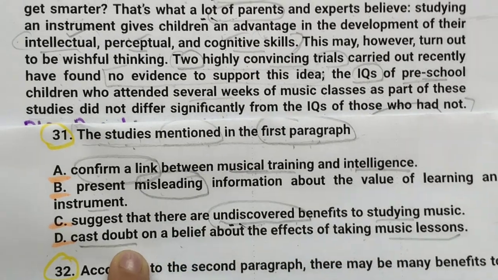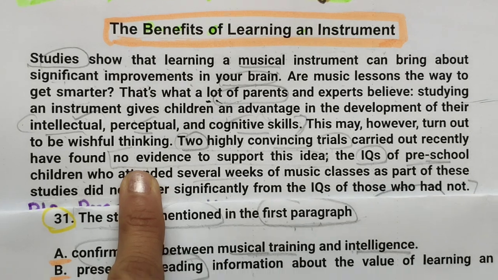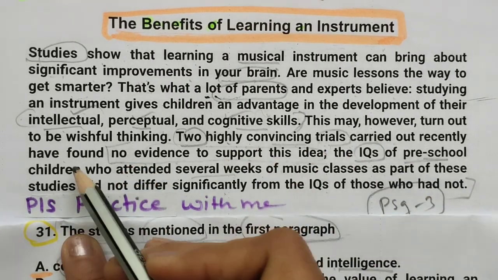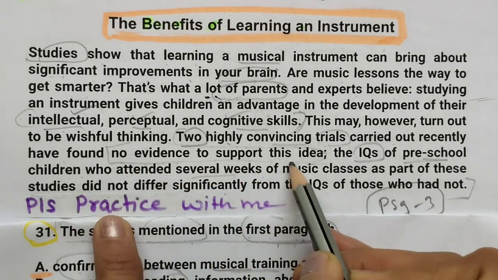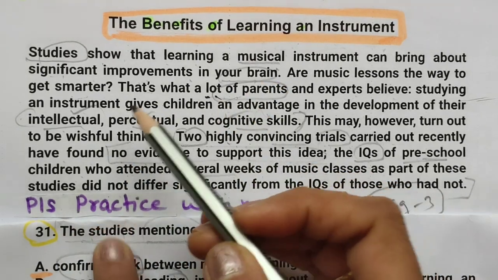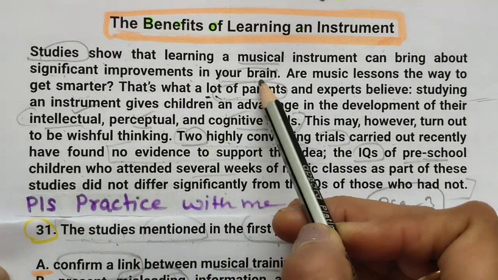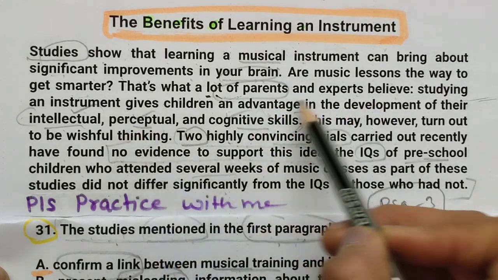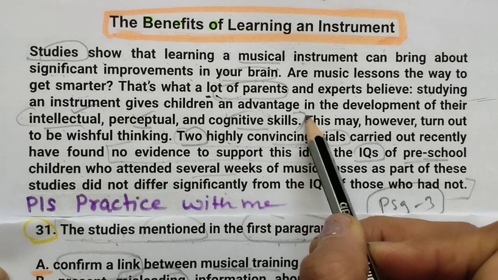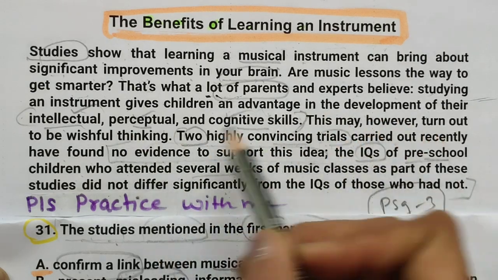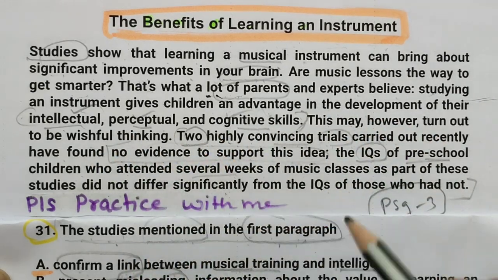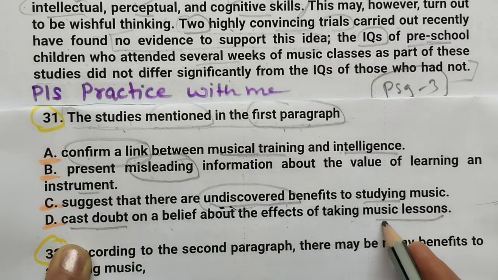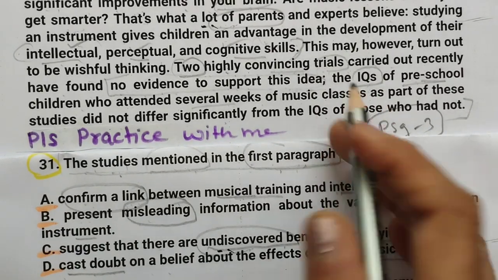So doubt, yeah, here doubt also we can say. Two highly convincing trials carried out recently have found no evidence to support this idea. Whatever they were talking, that significant improvement in your brain by learning a musical instrument, a lot of parents and experts believe studying an instrument gives children an advantage in the development of this, may however be wishful thinking. So it means cast doubt on a belief about the effects of taking music lessons.